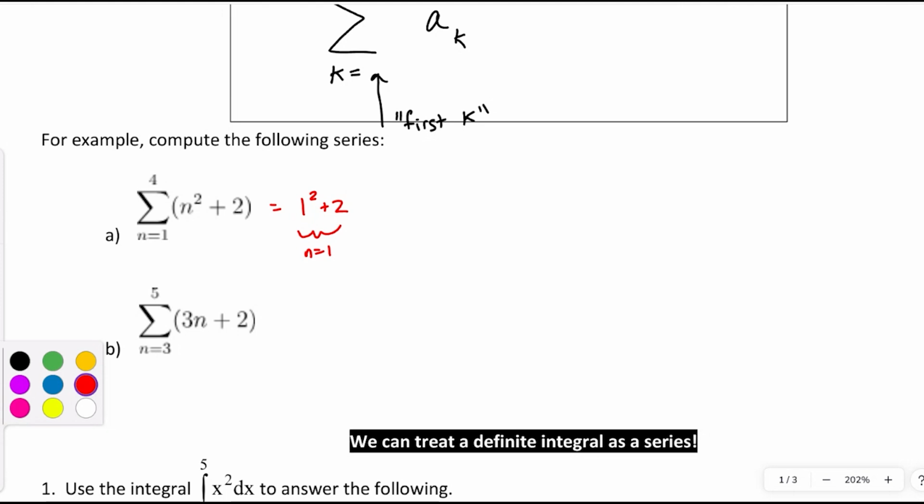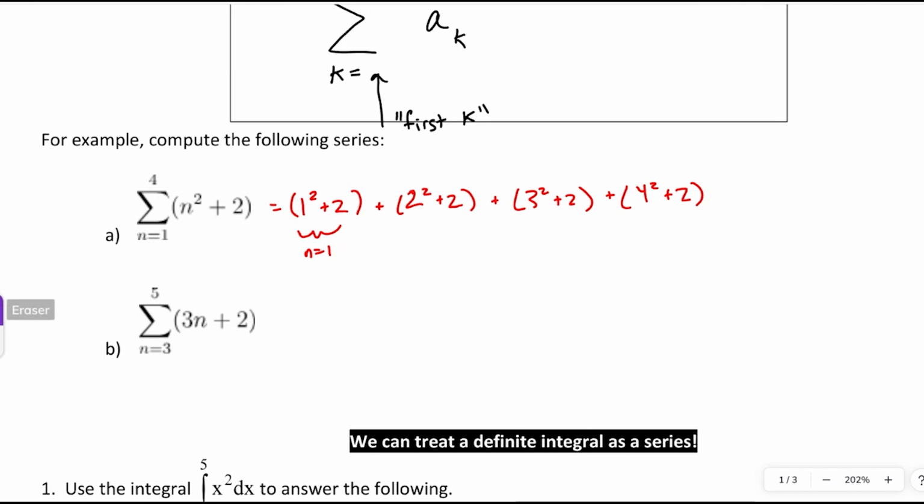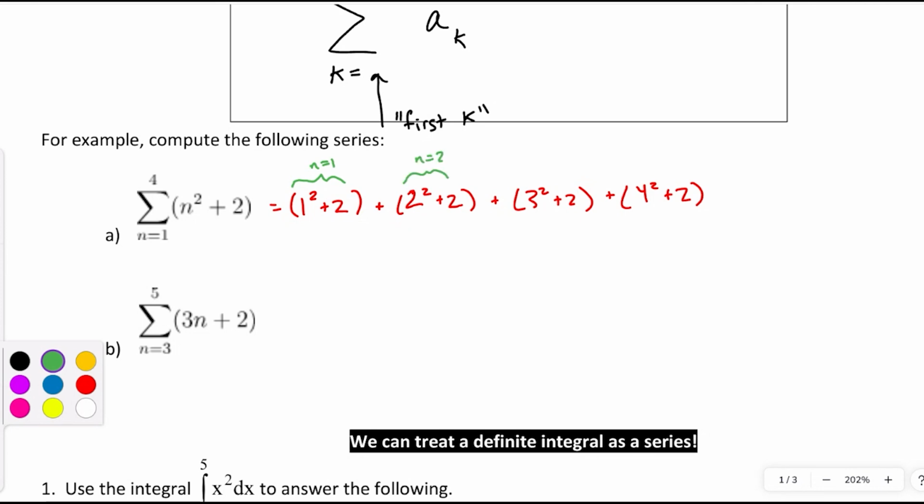And then our second term, put that in parentheses just to make this a little more readable, would be 2 squared plus 2. Our third term, 3 squared plus 2. And our fourth term, 4 squared plus 2. We'll stop at 4 because that's the number that you see on top of the sigma. Let me rewrite this. So this is where n is 1, n is 2, and so forth.